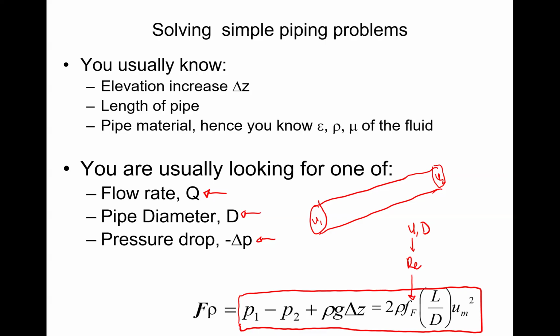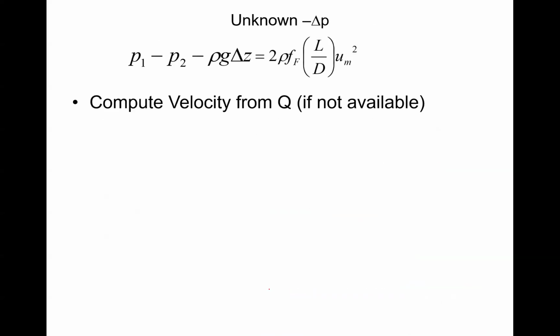And that implies that it becomes a little bit more difficult to solve the first two cases versus the third, where basically I'm just looking for this. I can find my friction factor easily and then solve for the delta pressure. So that's what we're going to do first, to try to solve for an unknown delta P. First step is that we calculate velocity from a flow rate if that was not available. Then from that velocity, we will get our Reynolds number.